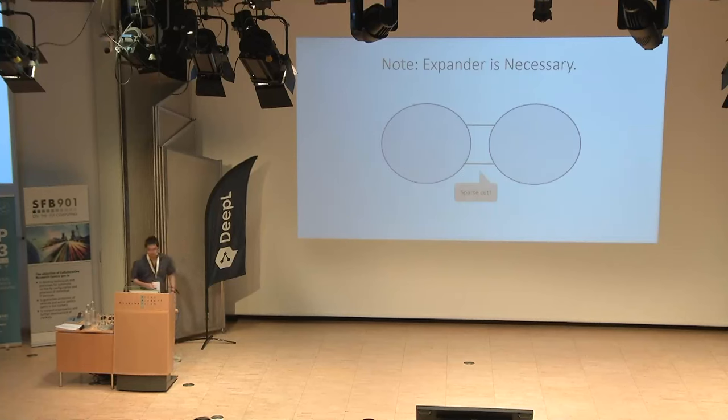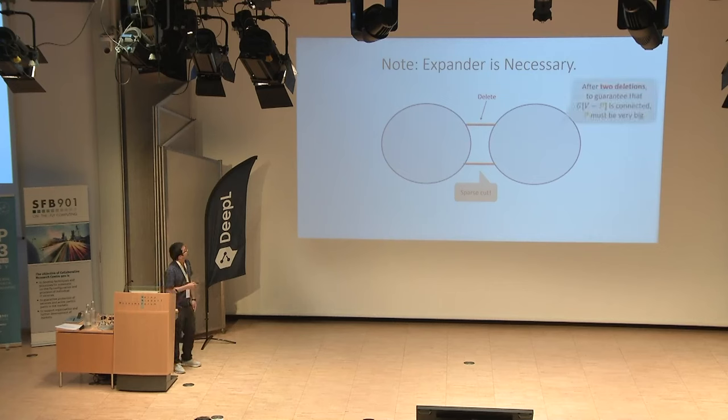Note that everything here is necessary. Being an expander is necessary to have this kind of statement, because if you have a sparse cut from the beginning, the graph is not an expander from the beginning. If you delete some edges, let's say you delete these two edges, then to guarantee that the complement of P is connected, the set P must grow very fast from just deleting two edges, so that the rest is a connected graph. So P can grow slowly only if the graph is an expander. Okay, so that's expander pruning.